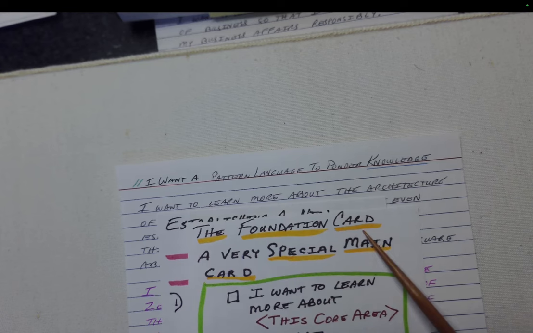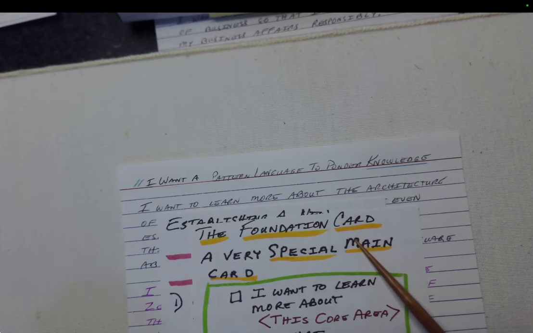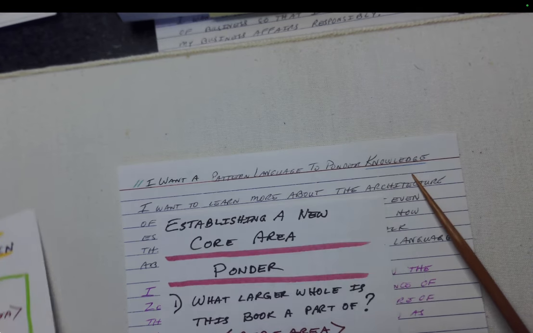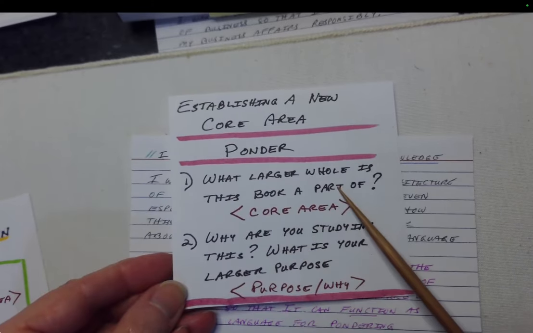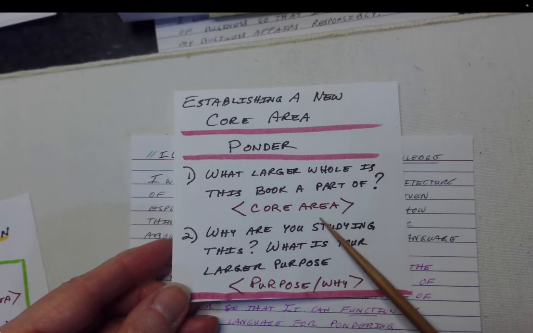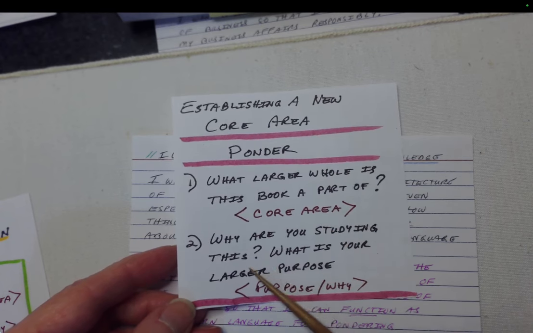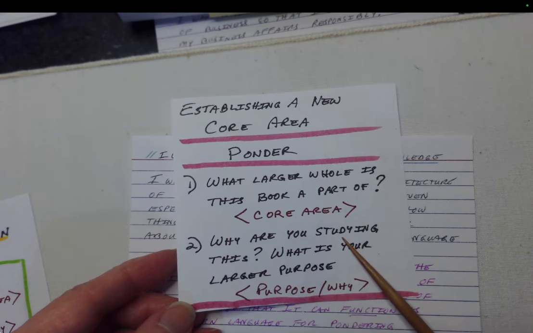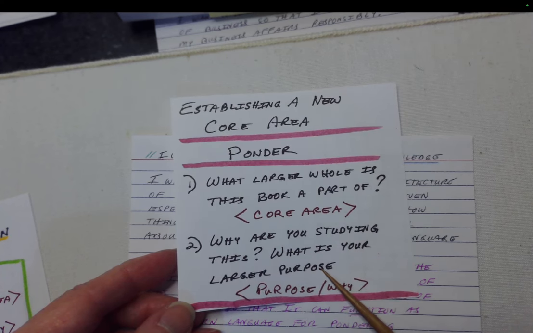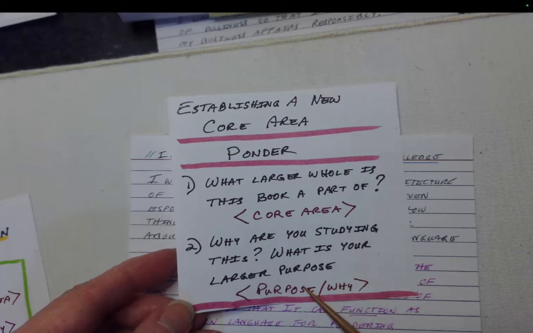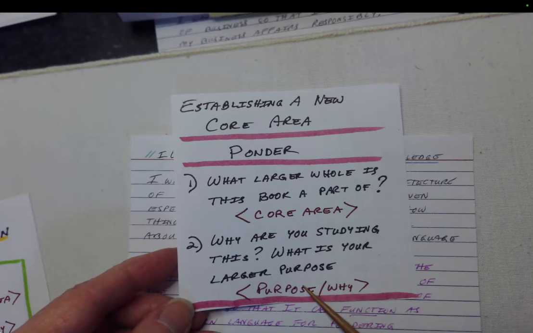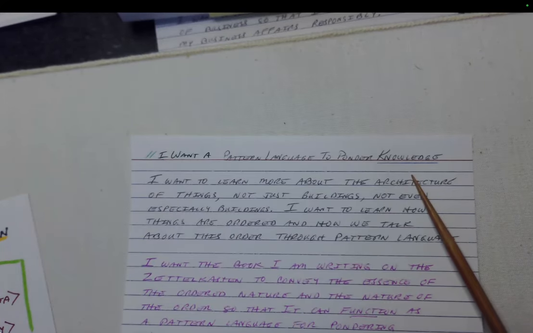So now what I need to do is repeat the step going from this card. What larger whole is knowledge a part of? That's my real core area. And why am I studying this wider core area? What is the larger purpose? So I realized I needed to make a card that was even more foundational than this one.